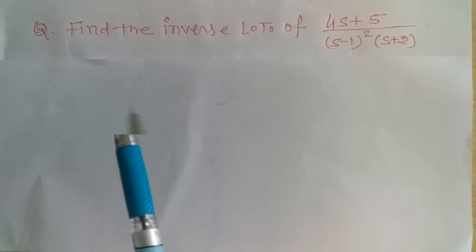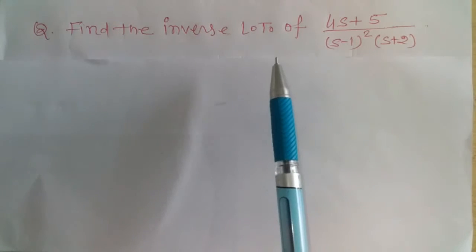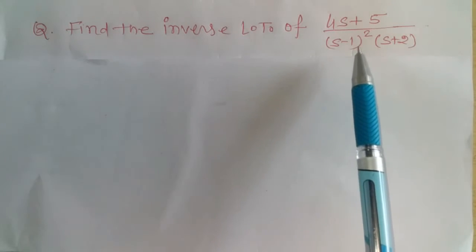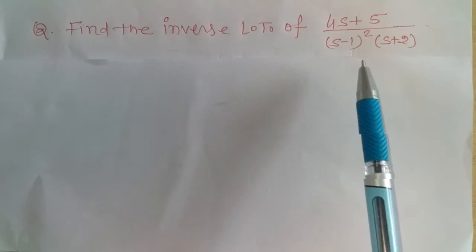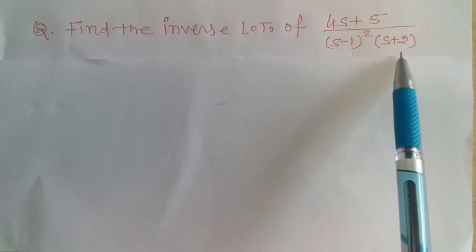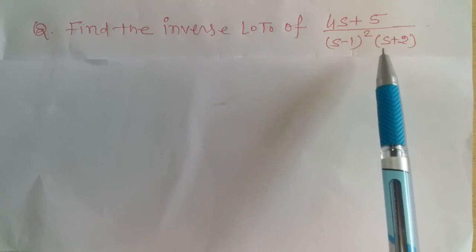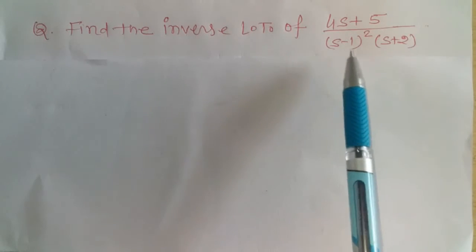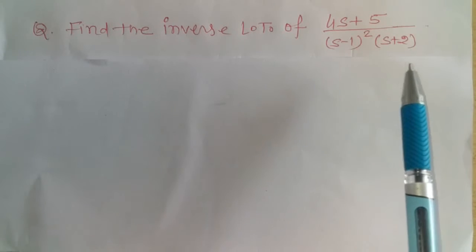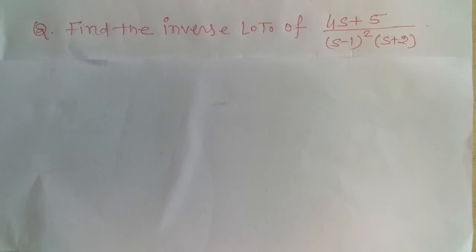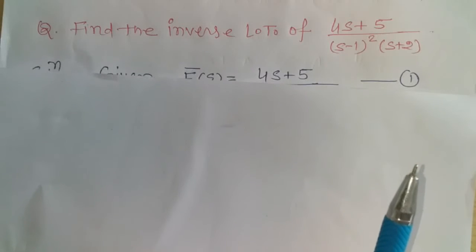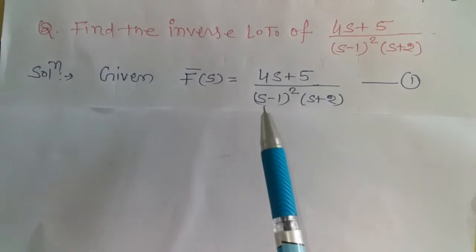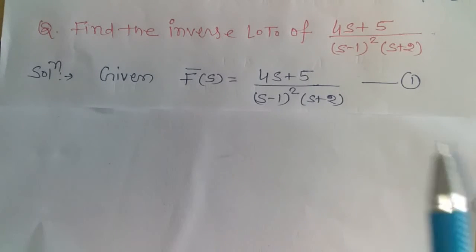The next example is to find the inverse Laplace transform of 4s plus 5 upon s minus 1 whole square into s plus 2. So here the denominator of this function contains one linear factor s plus 2 and one linear repeated factor s minus 1 whole square, and we have to find its inverse Laplace transform. So let f bar s be 4s plus 5 upon s minus 1 whole square into s plus 2.